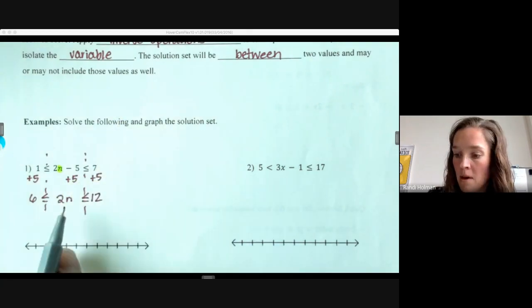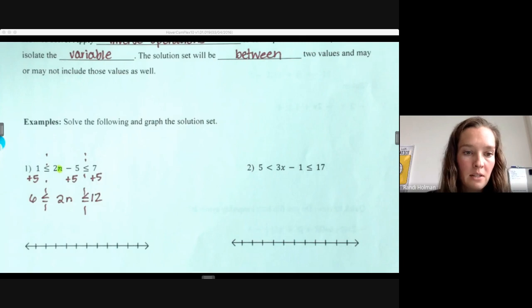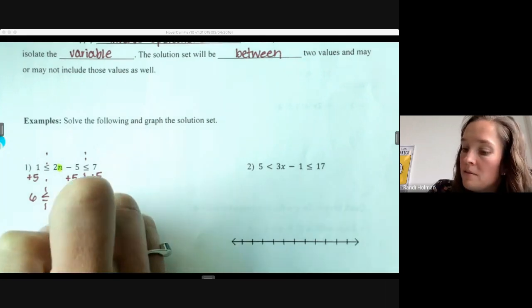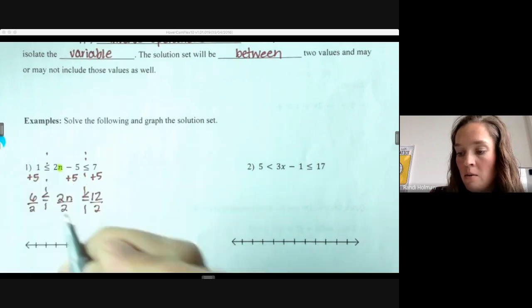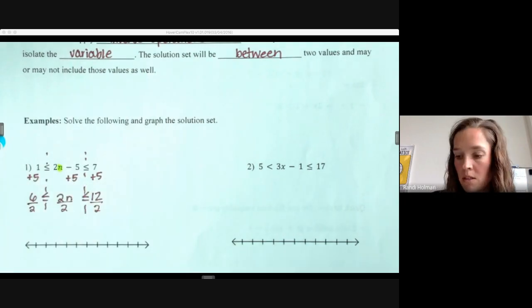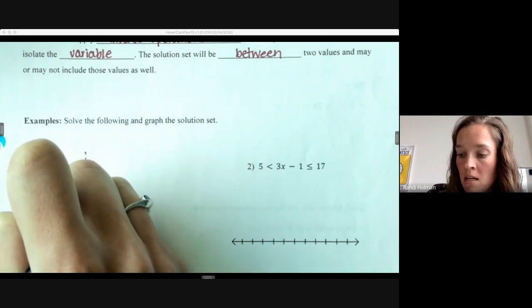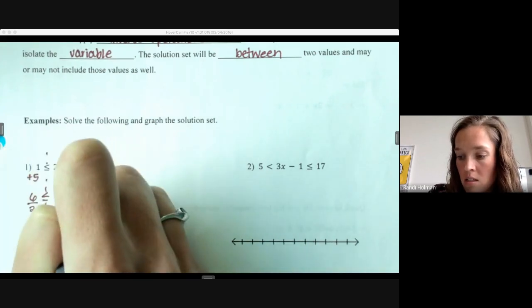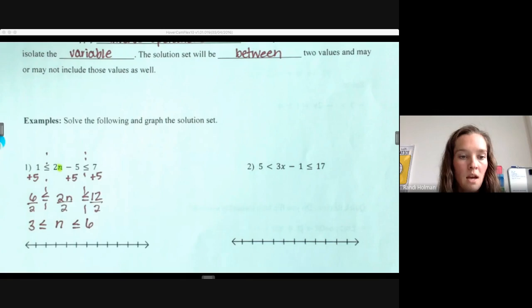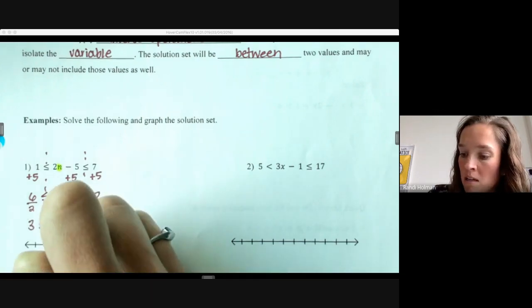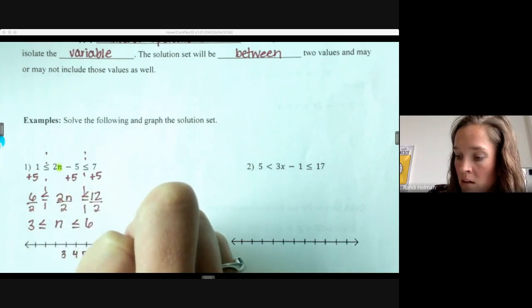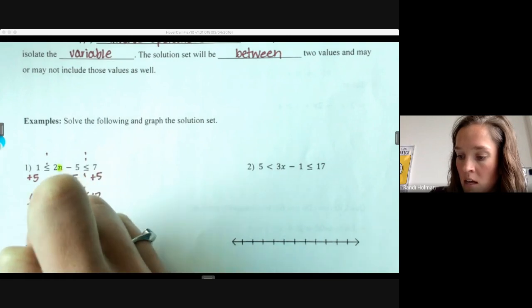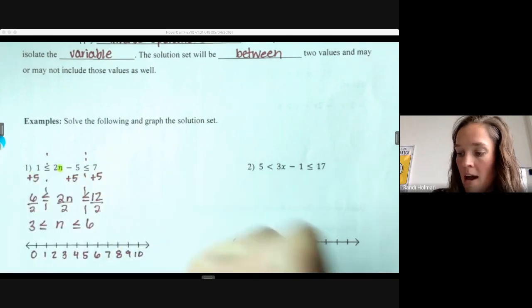Then I'm looking at my variable and asking, what do I need to do to isolate that variable? Here we're dividing by 2. When dividing, we want to keep in mind, do I need to do anything with my symbol? I'm dividing by a positive number, so we're okay. So we get 3 is less than or equal to n, which is less than or equal to 6. Now that the variable is isolated, we're looking at our number line. We know we need to have 3, 4, 5, 6 included, and fill in our number line on either side so that you know where you're at.